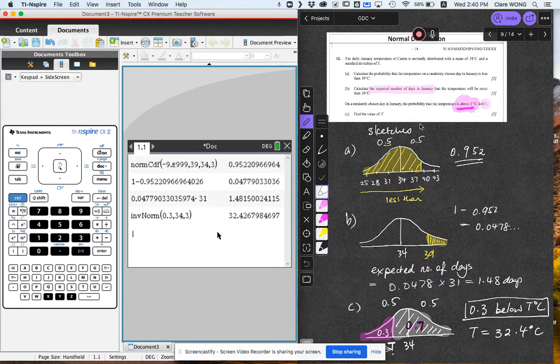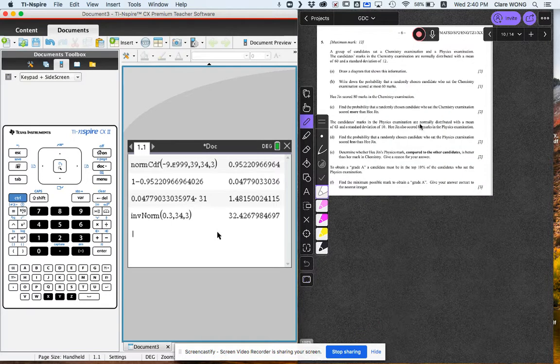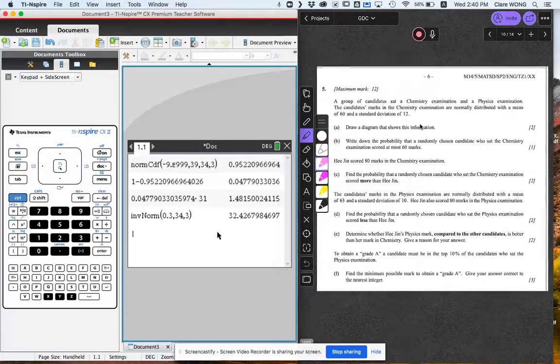So we've done short questions. Now we're going to try a longer question. So make it bigger, first of all. It says a group of candidates doing chemistry and physics exams. Why do they like chemistry and physics so much?